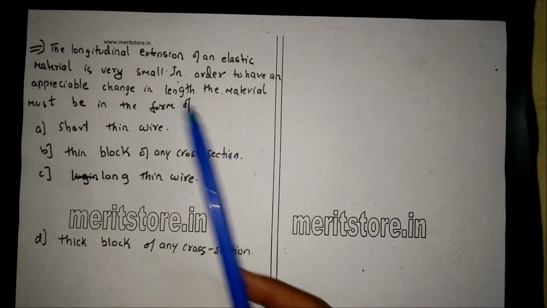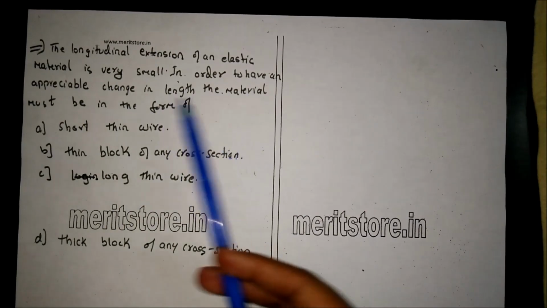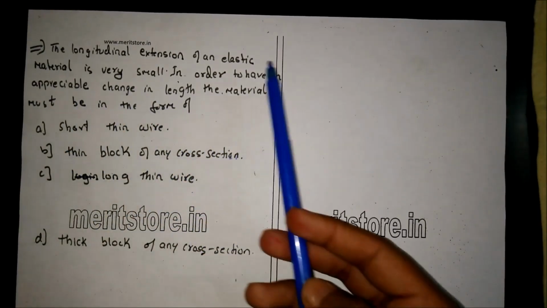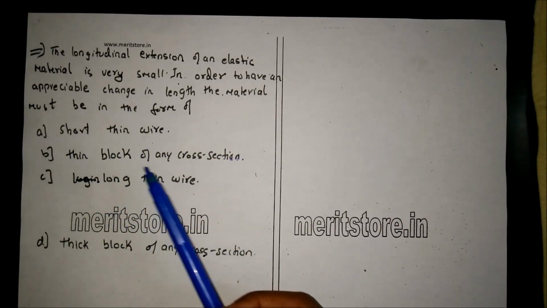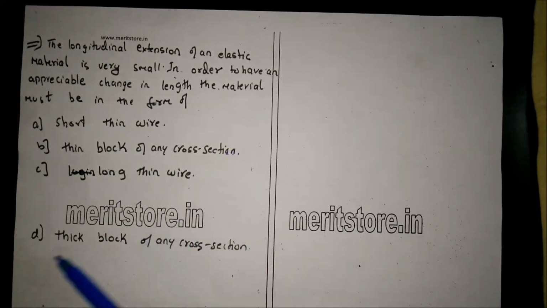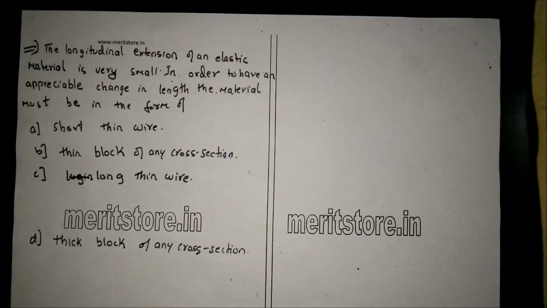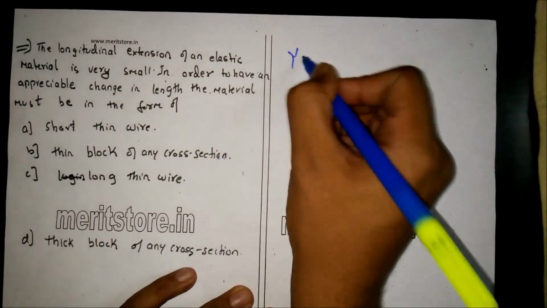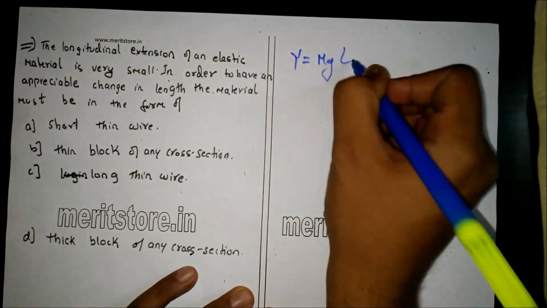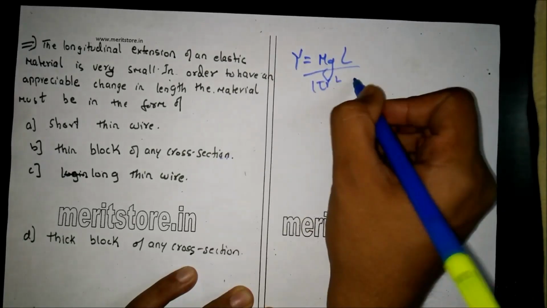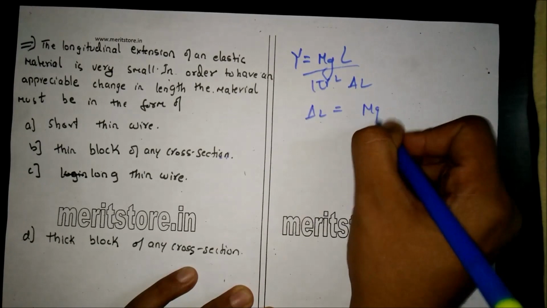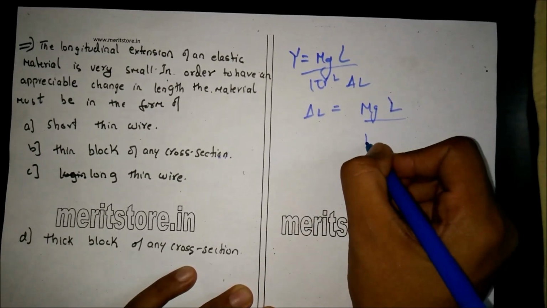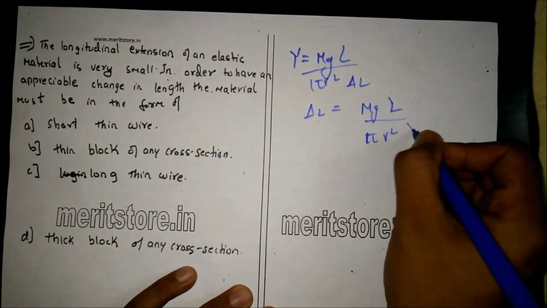Longitudinal extension of an elastic material is very small. In order to have an appreciable change in length, the material must be in the form of a short thin wire, thin block of any cross section, long thin wire, or thick block of any cross section. Now the Young's modulus Y is given as mgl upon pi r square into the change in length. Therefore, the change in length is equal to mgl upon pi r square Y.